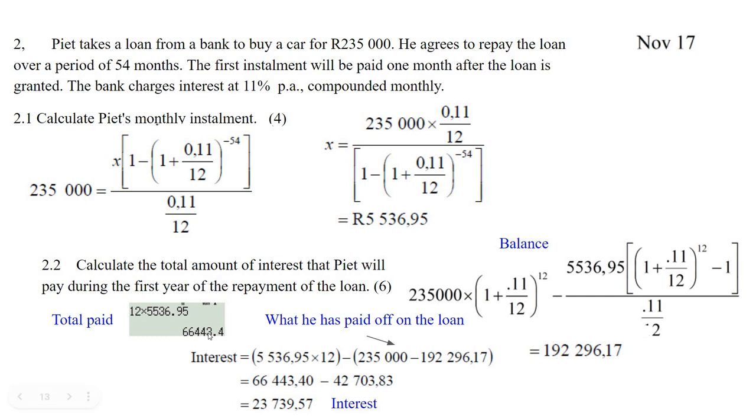And then we just take this 66,000, the total that he paid, minus what he's paid off. That's what he's managed to pay off. Everything else is interest. So that's what you subtract to get the interest. So what he's paid off is the loan minus this outstanding balance. And that's 42,000. The total he paid was 66,000, and the difference is the interest. That's a bit tricky.